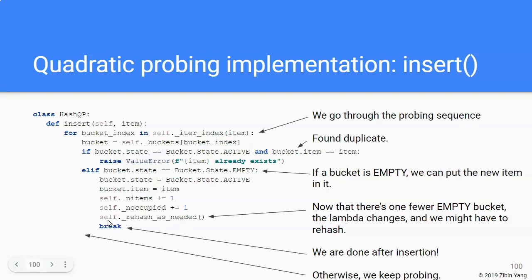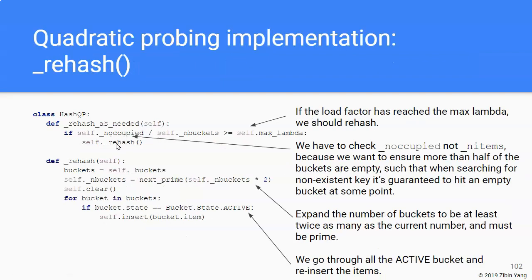So we break out of the loop now. We don't have to keep going. Otherwise, we didn't find a duplicate. We haven't found an available bucket to insert a new item in. So in that case, we'll have to keep looping. Next, let's look at how rehash as needed is done.